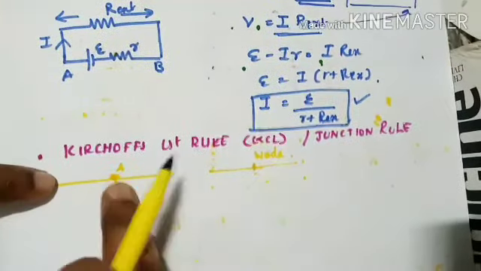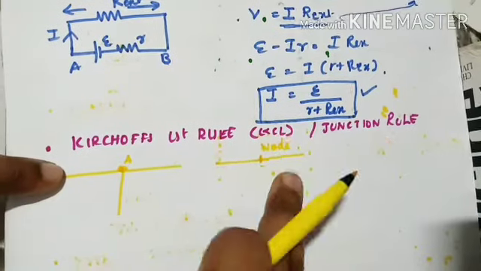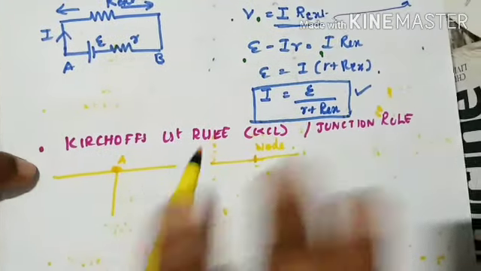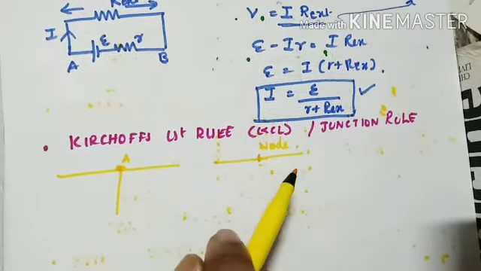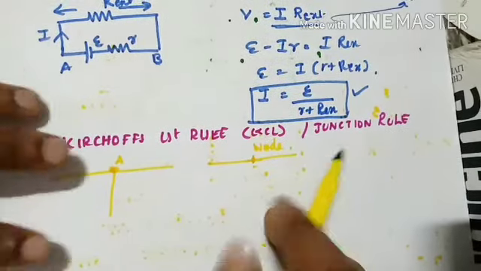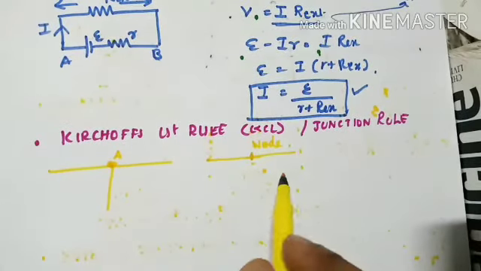Node and junction should not be confused. A junction is a point where more than 3... sorry, three or more conductors meet. Clear? Right, three or more. Okay, now let us consider this example itself.